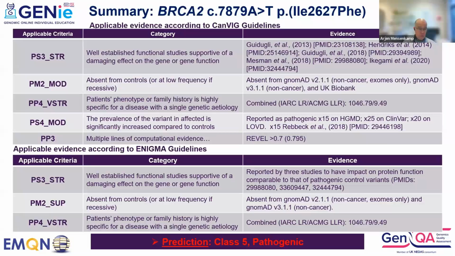PP3 again is also different because, and that is the odd situation, people use different prediction tools. The Revel score is over 0.7, 0.795 to be exact. So that is why PP3 can be applied according to CanVIC, but the Enigma guidelines use BayesDel, and that is too low. I'll come back to that later. Anyway, especially because of the data from the likelihood score, PP4 is the major code, and both ways together with the functional data lead to a prediction of a class 5 variant. Next slide, please.